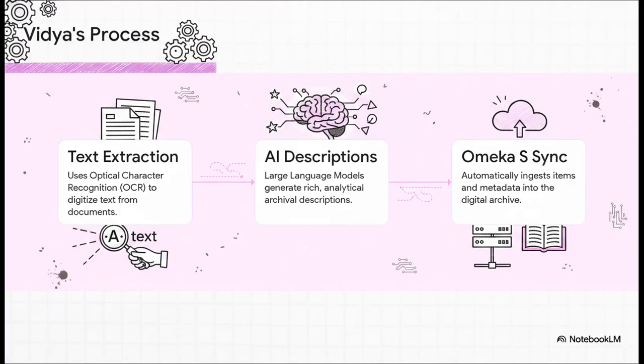Vidia's process is pretty straightforward, but it is incredibly powerful. First, it uses something called optical character recognition, or OCR, to basically pull the text out of scanned documents. Then, and this is where the magic happens, it sends that text to an AI to generate these rich, analytical descriptions. And finally, it automatically uploads the document and all that new data into a digital archive system called OmegaS.